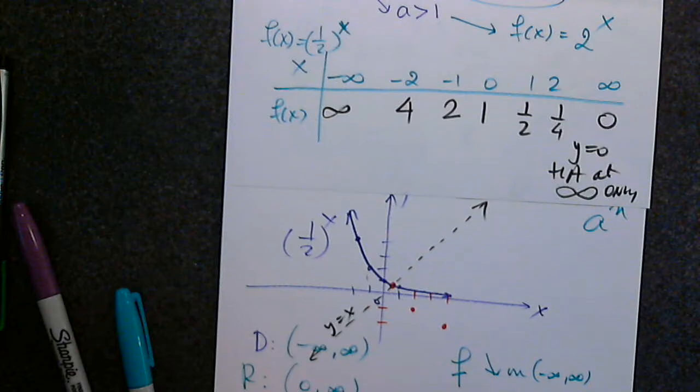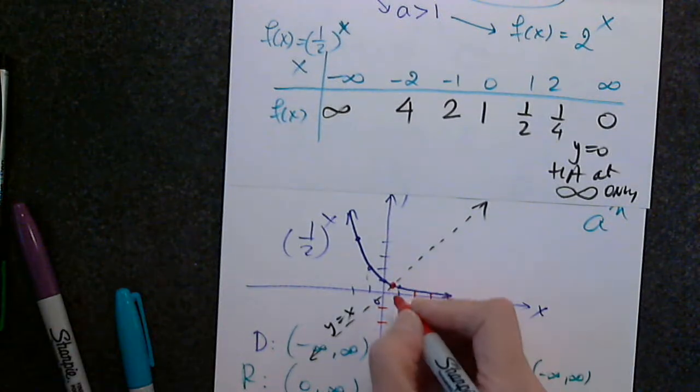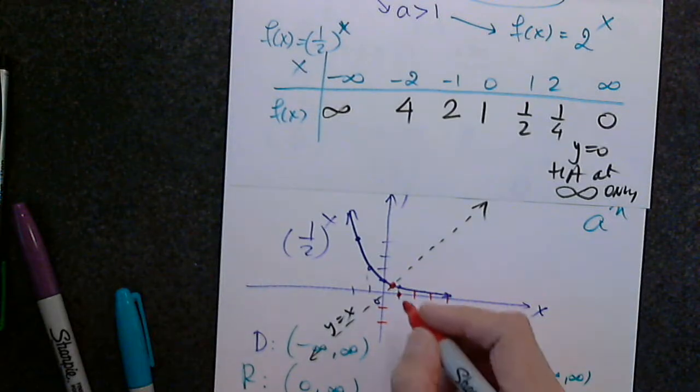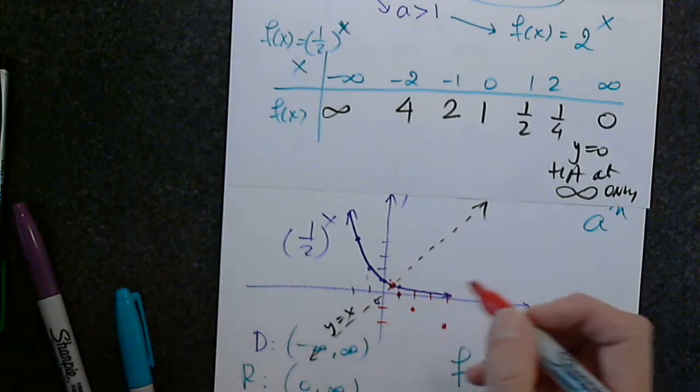1, 0. You didn't say it. I didn't put it. 1, 0. Excellent. Okay, one more. Very good. 1/2, 1. And then 1/4, 2.